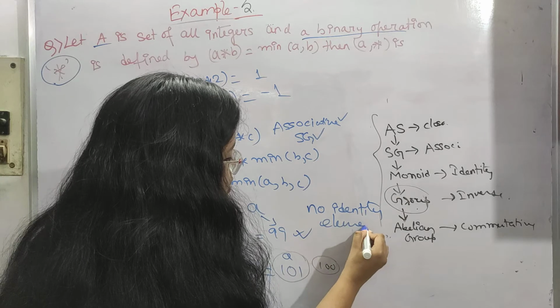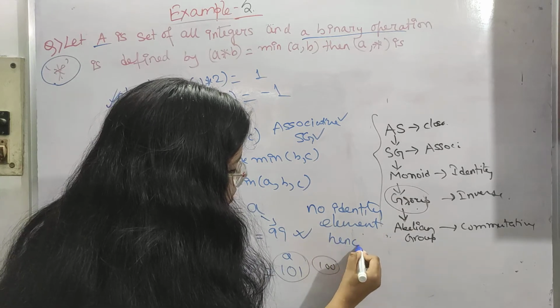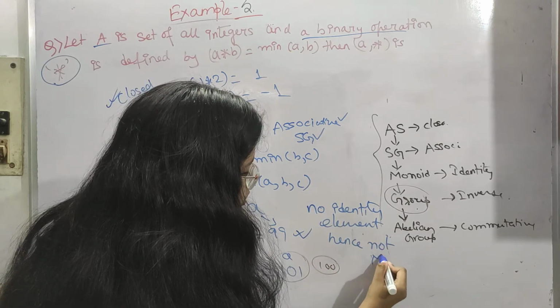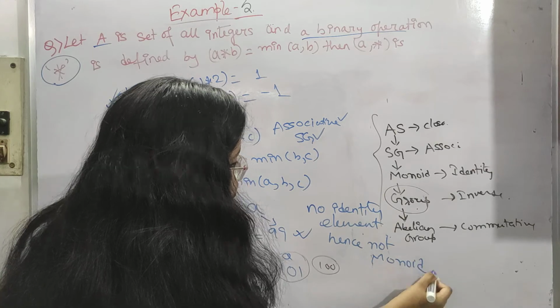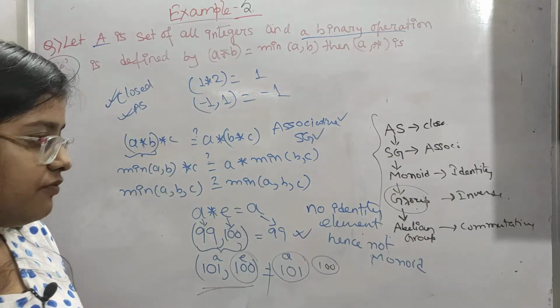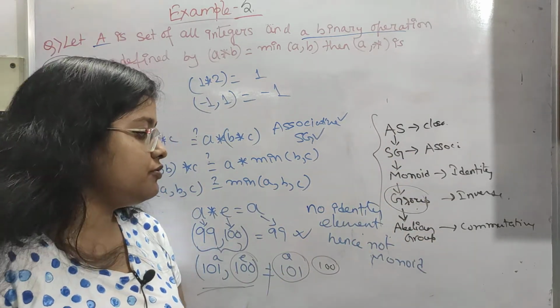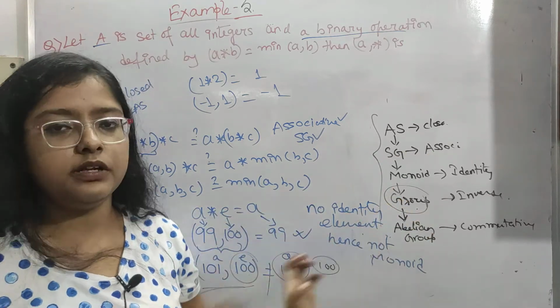Hence it is not a monoid. So moving forward is actually of no use. It is not a monoid, so it will not be a group or an abelian group.